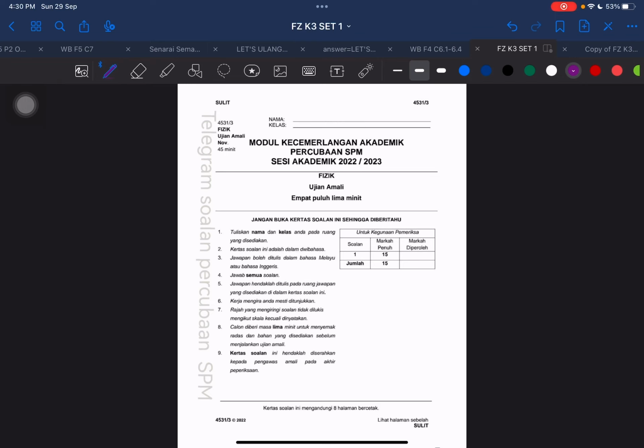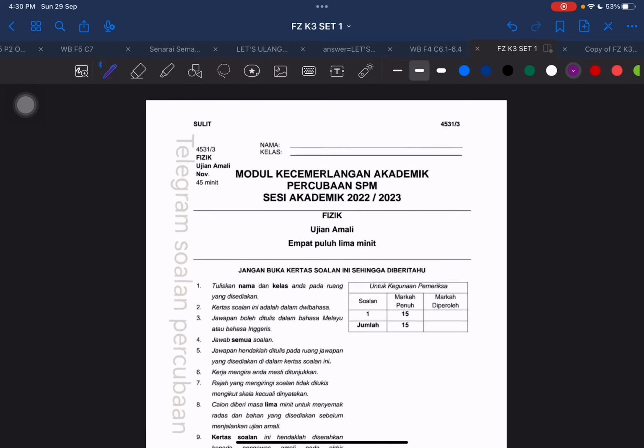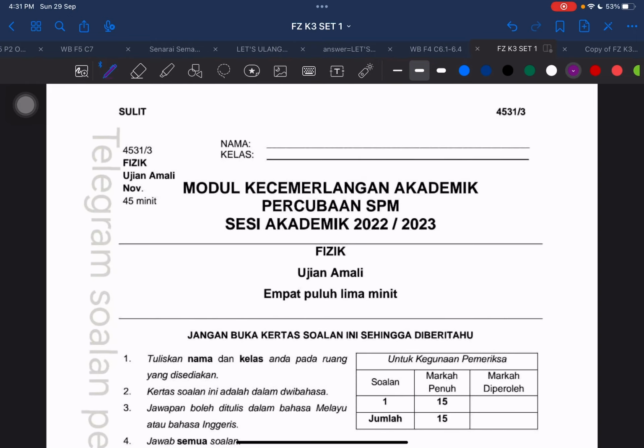Alright, so we look at the format of ujian amali science physics. I'm using the question that I just shared in the Telegram group. You can download the soft copy. When you receive your question paper, read the instructions carefully.